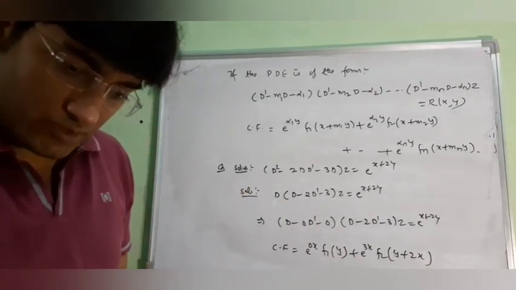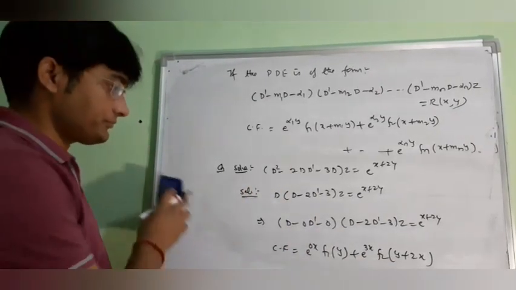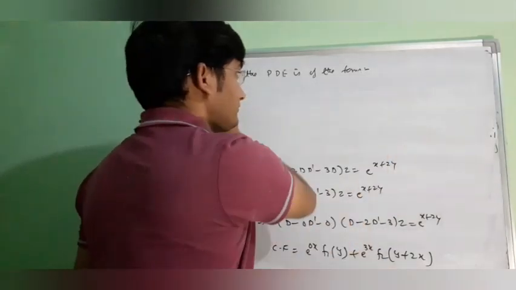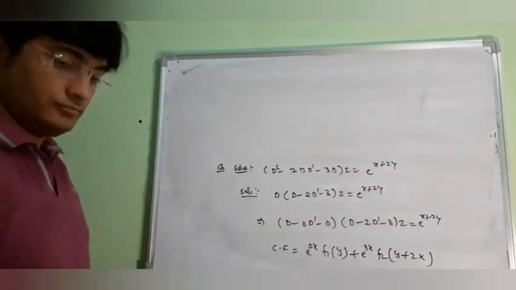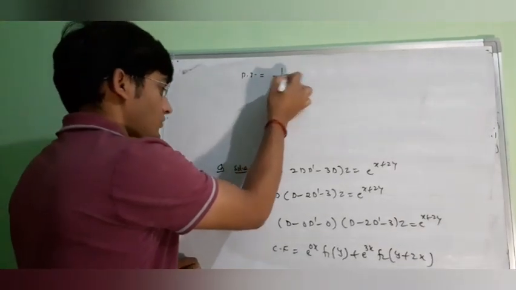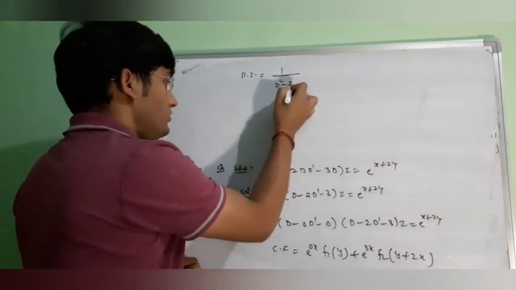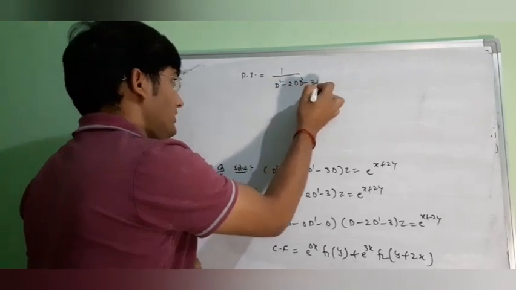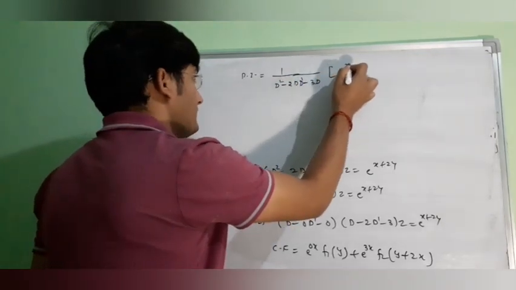Now let us compute the particular integral. So our PI will be 1 upon d square minus 2 d dash minus 3d of e power x plus 2y.